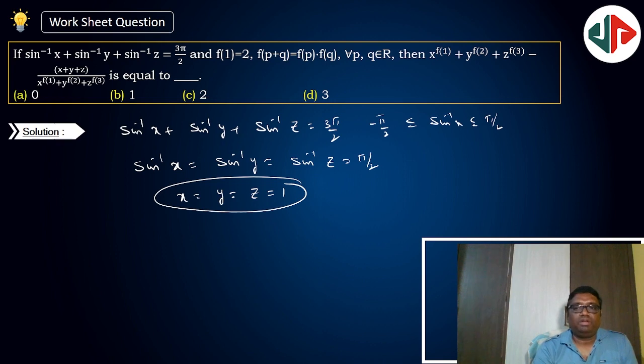So 1 power any value is always 1 only, no? So 1 plus 1 plus 1 minus 1 plus 1 plus 1 by 1 plus 1 plus 1. So your answer is 3 minus 1. So what about f of 1? That data is given, but no use. We can evaluate very easily.